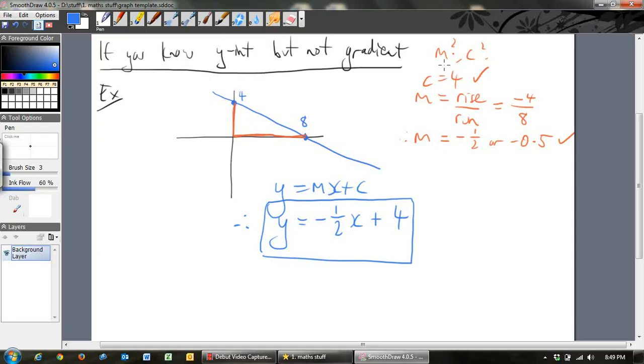Okay, so in this case we were given c, no problems, but we had to figure out what the gradient was. So a little bit of detective work in figuring out what m was. In the next video I'll show you another situation, but it's still determining what is the equation of the line. See you in the next video.